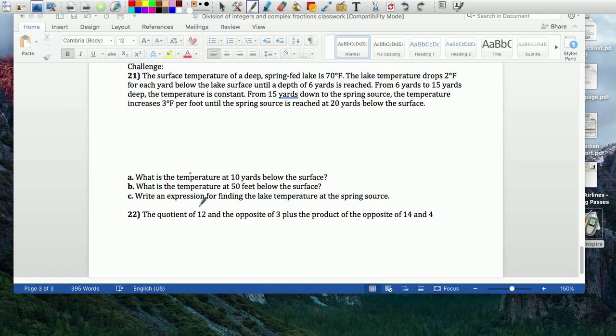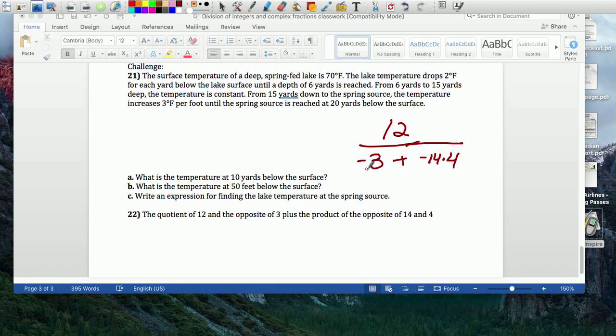The next one, the quotient. So again, I'm going to divide 12 divided by the opposite of 3. Remember, I'd like you to write it as a fraction. The quotient of 12 and the opposite of 3, which is -3, plus the product of the opposite of 14, which is -14, multiplied by 4.